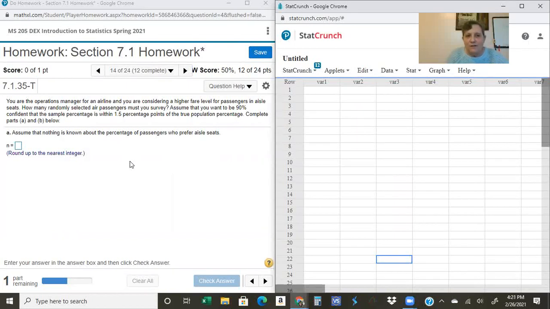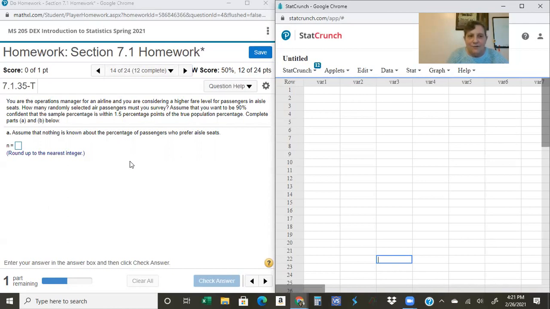In this problem, they want us to find the sample size. You are the operations manager for an airline and you are considering a higher fare level for passengers in aisle seats. How many randomly selected air passengers must you survey? That's the sample size. We're looking for N.